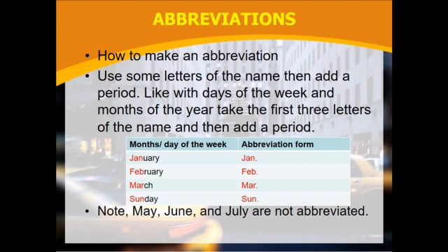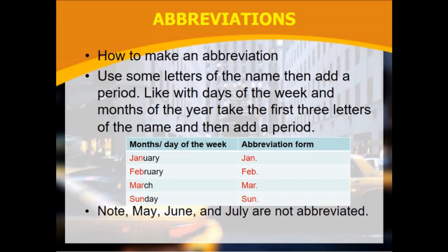Yes, let's see. Example here in the table, months and days of the week and their abbreviated forms. January. We took the first 3 letters of the word January and that makes Jan. We took the first 3 letters of the word February, the month of the year, and we made Feb. Sunday is a day of the week. We took the first 3 letters of the word Sunday and we ended up with Sun, with a period, remember, on all of those abbreviations.